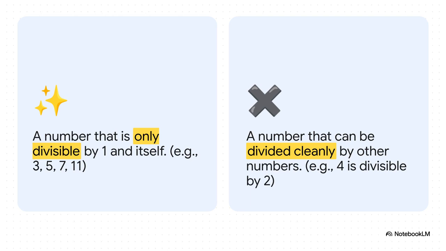Okay, so quick refresher. A prime number is any number that's only divisible by 1 and itself. Numbers like 3, 5, 7, or 11. A number that's not prime, like 4, can be divided by other numbers, in this case 2.